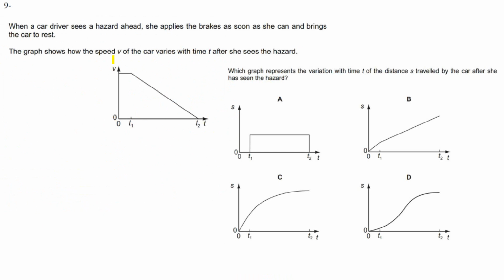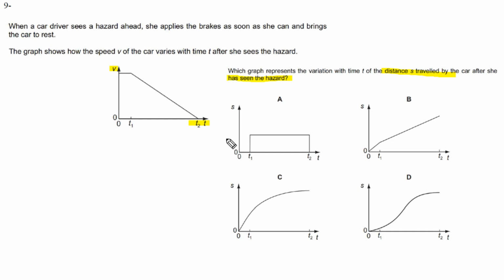For this question, a velocity time graph is given to us. As you can see here, the velocity versus time graph is given. In this case, the car is just moving in a straight line, so it means distance and displacement are the same. What we need to find out is the distance versus time graph. So how can we answer this question?